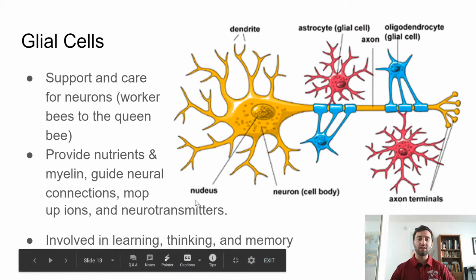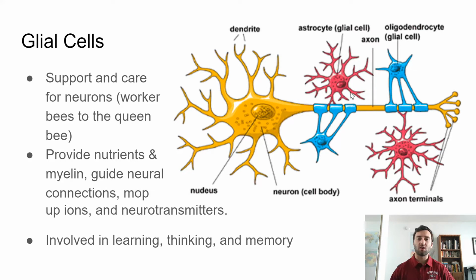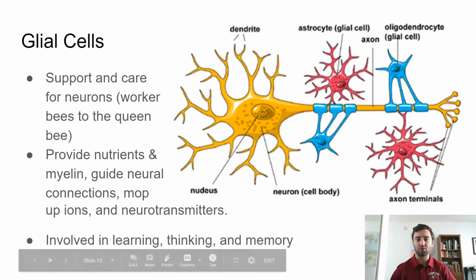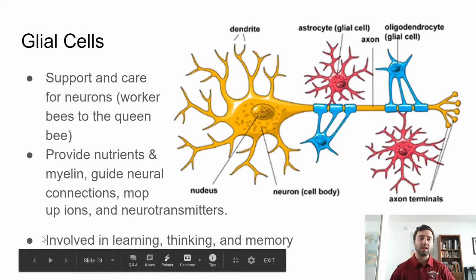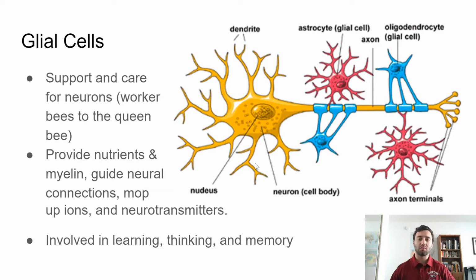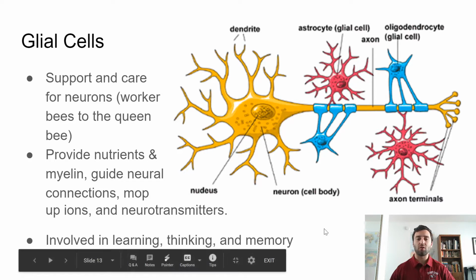They mop up ions and neurotransmitters. So if there's extra things floating around, these glial cells are going to make sure that they're not going to damage or create any problems for the neurons. In addition, they are involved in things like learning, thinking, and memory. We aren't positive exactly all the things they do or how they're connected, but we know, partially because they're so connected to our neurons, that they do have a role to play in all these different things that we do.